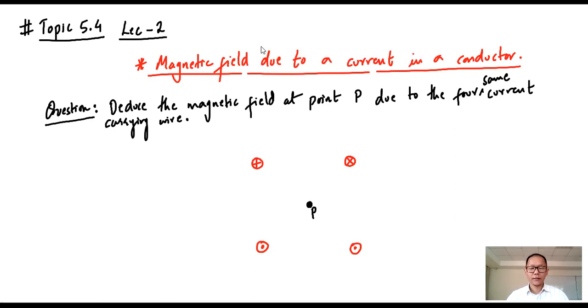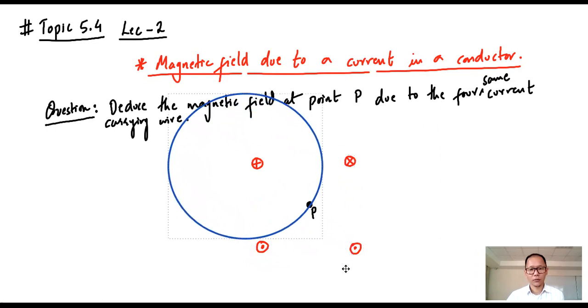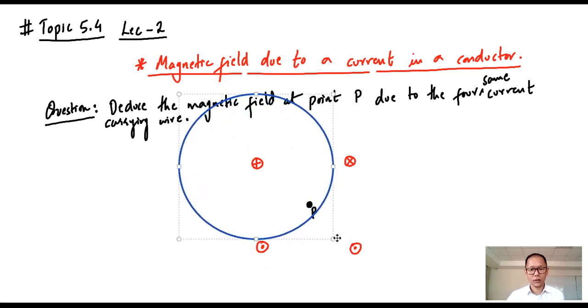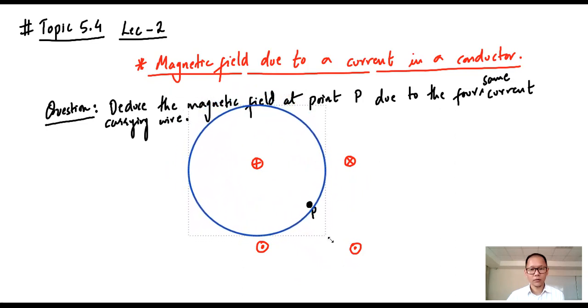Now let us look at this question by doing it individually. First, let's look at the wire that's here. Like I said, for any current carrying wire, the field is always circular. So let me draw a circular field. Let me change the color here, let's say a blue one. I'm only interested in point P, so I'll draw a big enough circle so that it fits the point P. Yeah, perfect.